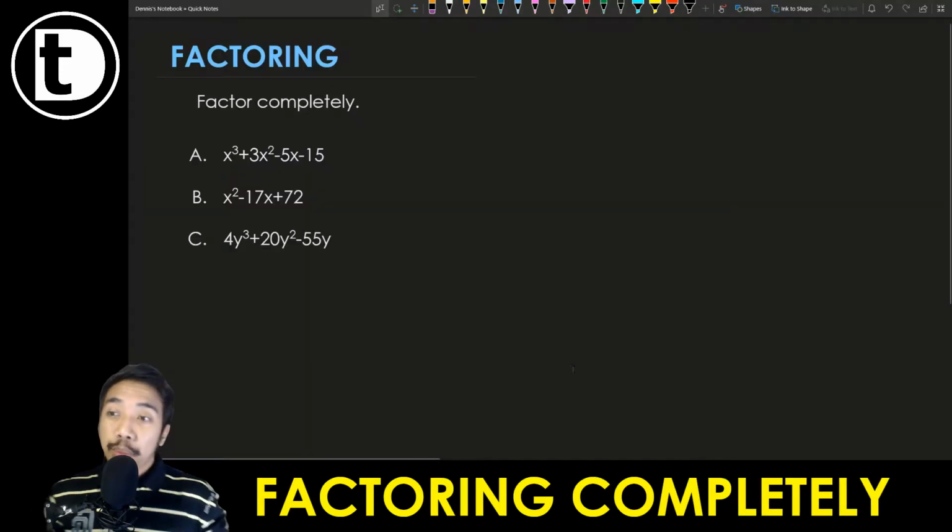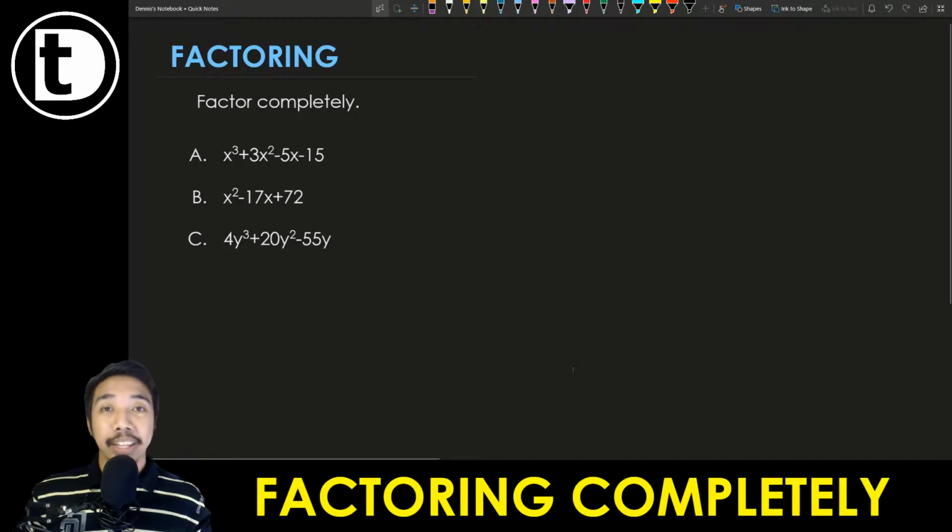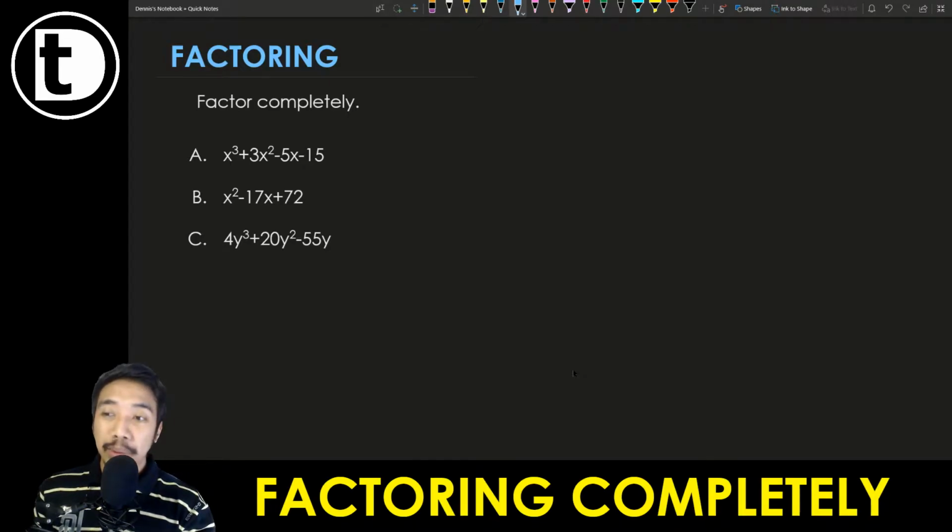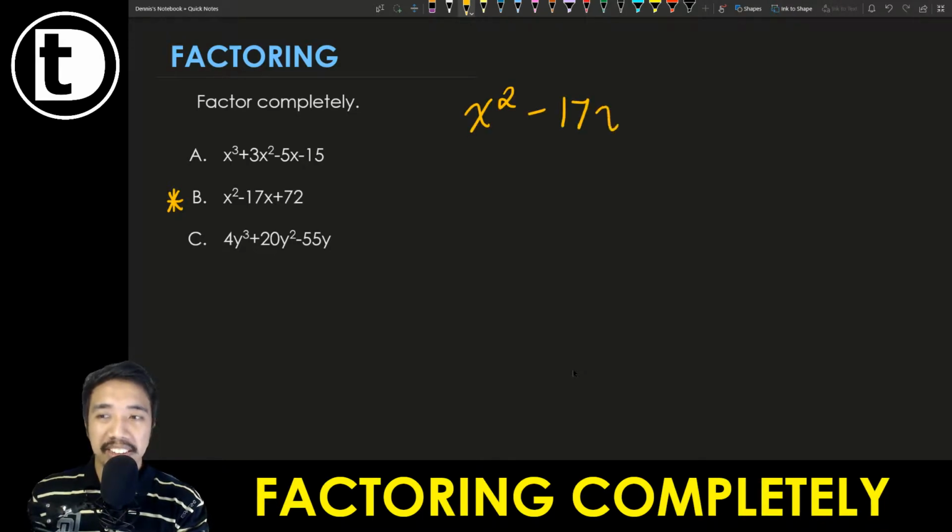Ayan. So, meron tayong tatlong given at kailangan natin tong i-factor completely. I will not be starting with letter A but instead, I will be starting with the basics of the basics. So, pinakamadali yung letter B. So, mag-start muna tayo sa letter B. So, allow me to copy it first. So, we have x squared minus 17x plus 72.